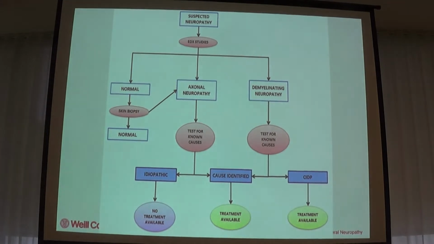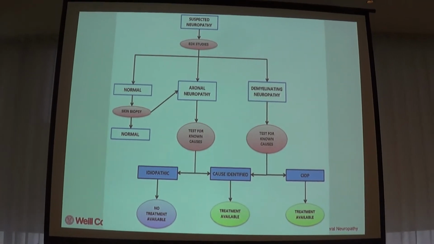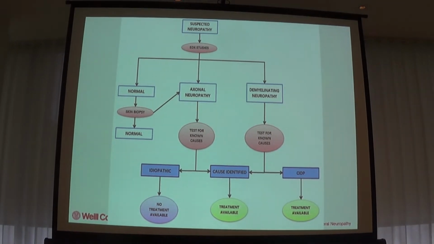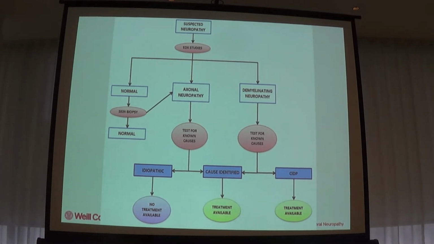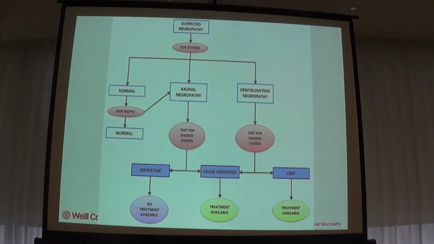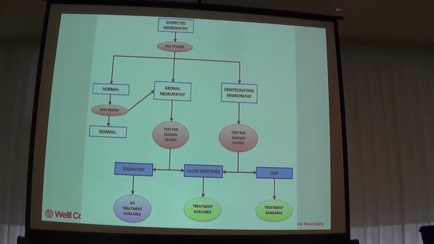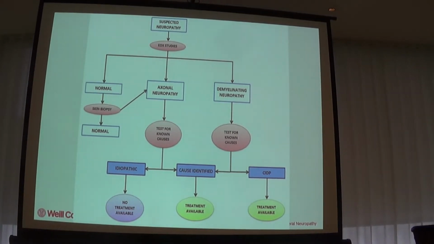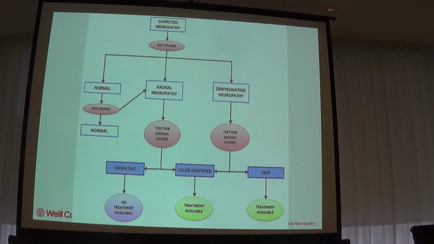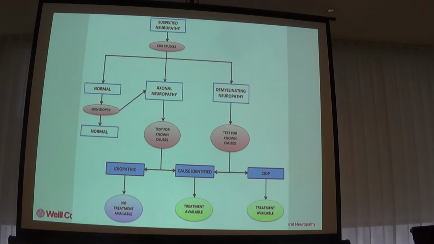So again, this is just to emphasize the evaluation. If neuropathy is suspected, we do EDX electrodiagnostic studies, and then it's differentiated as axonal or demyelinating. If the electrodiagnostic studies are normal, then we do a skin biopsy, and if that's abnormal, then we classify this as a small fiber axonal neuropathy.